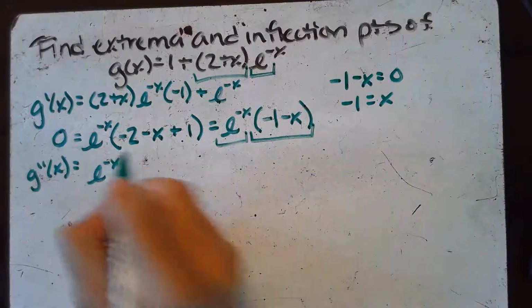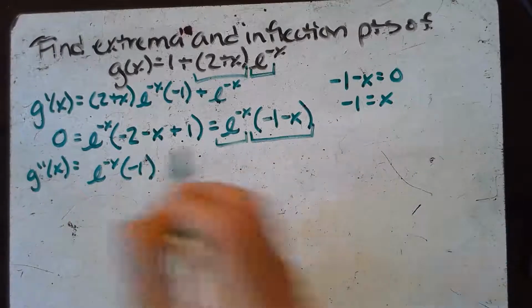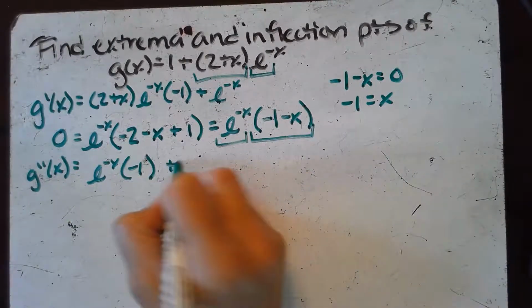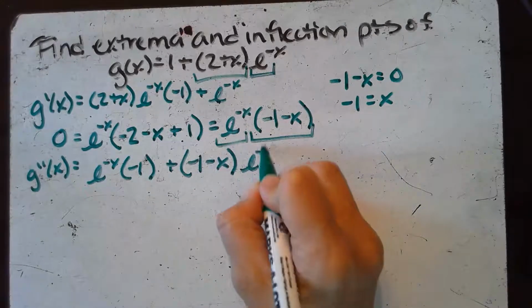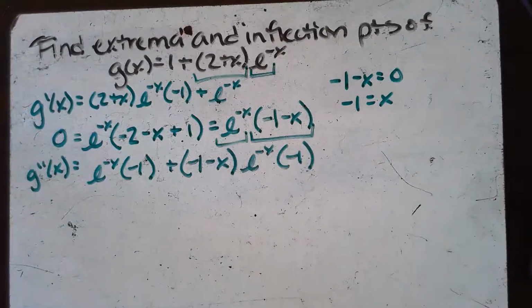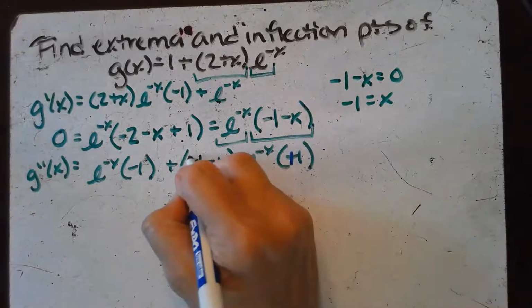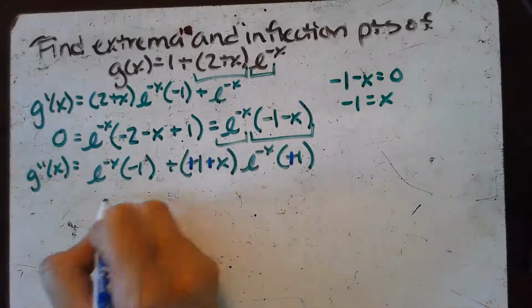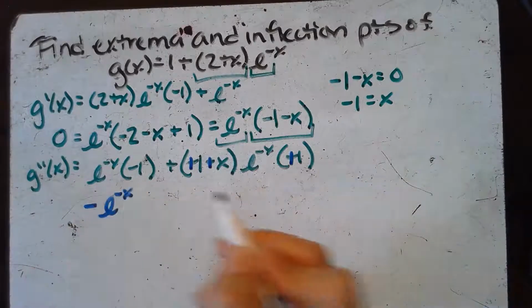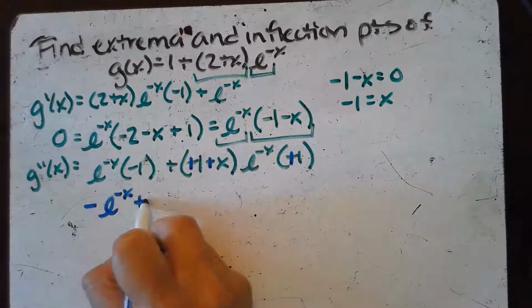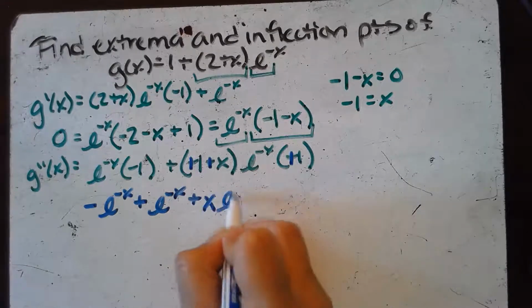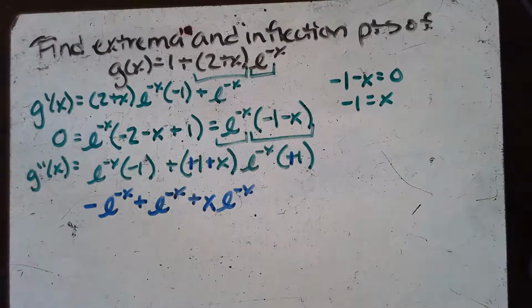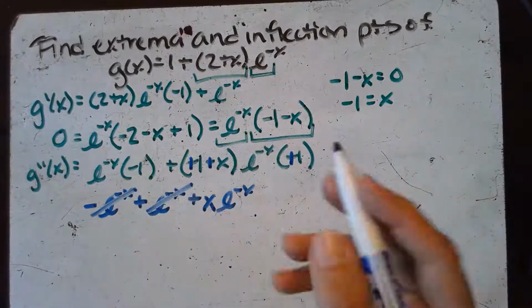Okay, e to the negative x times the derivative, which is negative 1. Okay, plus negative 1 minus x times e to the negative x times negative 1. Now, this negative 1 right here, I'm going to go ahead and distribute it through. Makes it a little bit easier. This is negative e to the negative x, plus e to the negative x, plus x e to the negative x. Notice, these go away.